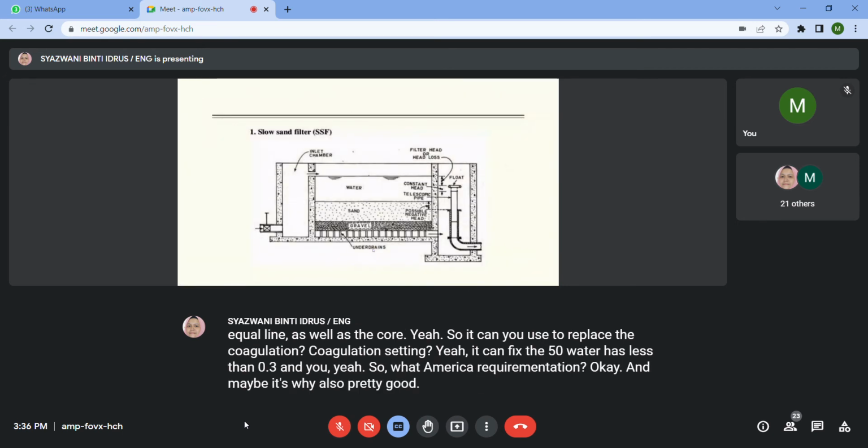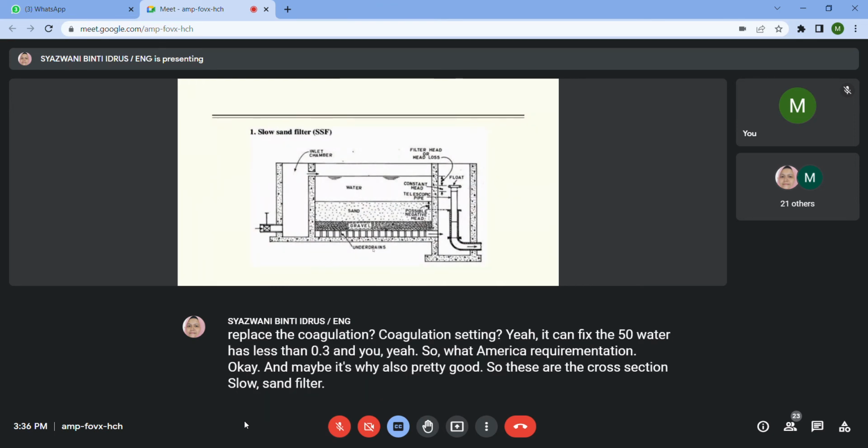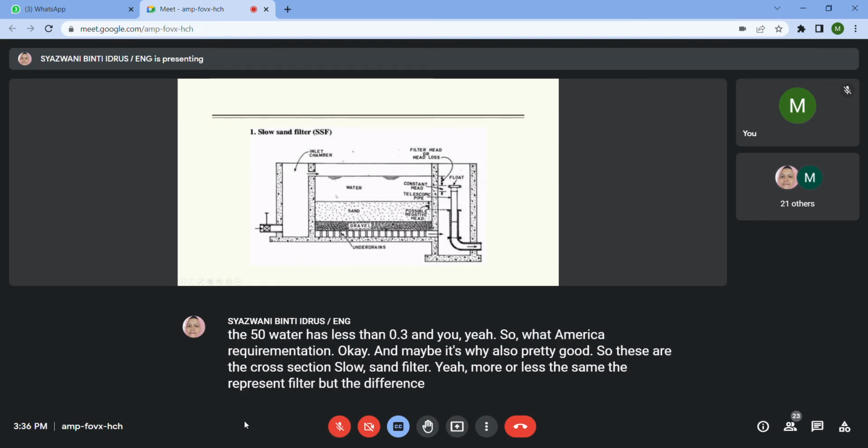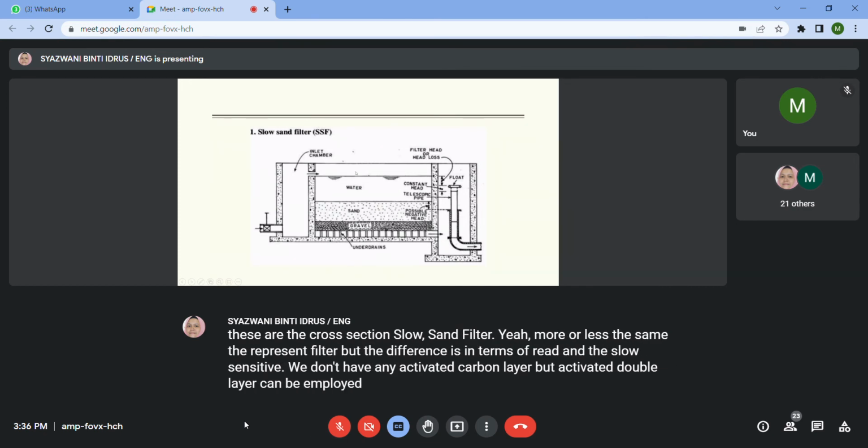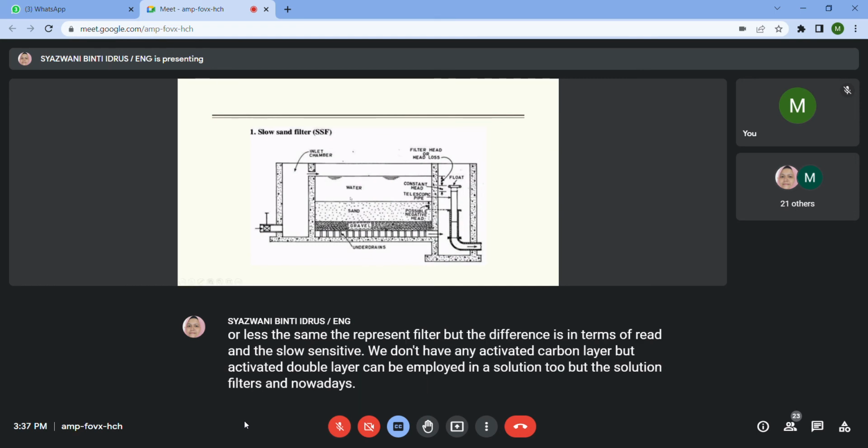So these are the cross sections of a slow sand filter. They are more or less the same as the rapid sand filter, but the difference is in terms of rate. In the slow sand filter, we don't have any activated carbon layer, but an activated carbon layer can be employed in a slow sand filter. But slow sand filters nowadays are no longer used in a water treatment plant.